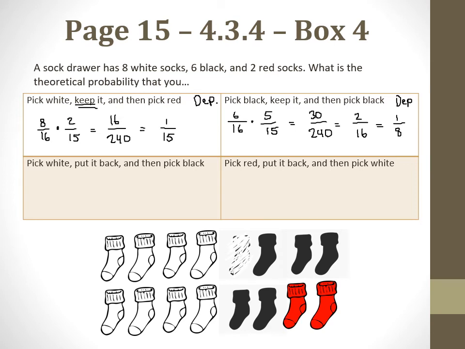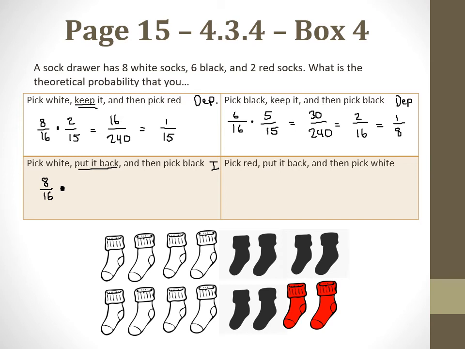So those are 2 dependent probabilities. Now we're being asked for 2 independent probabilities. This is asking what's the probability that you pick white, put it back, and then pick black. So the number of possible outcomes, the denominator of the fraction, is not going to change. So the probability that I pick a white sock out of this setup is 8 out of 16. If I put the sock back after pulling it, the number of outcomes has not changed in any way.